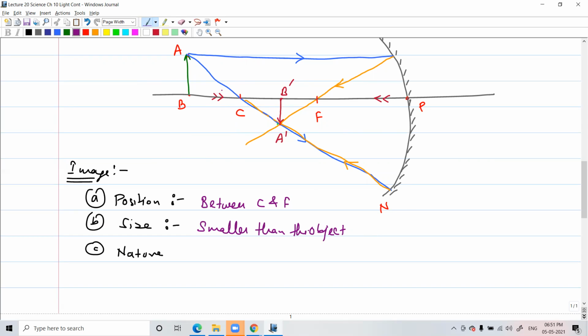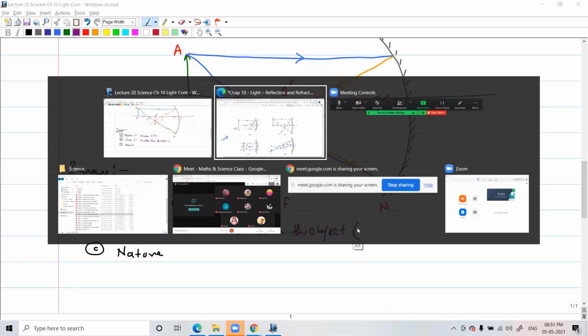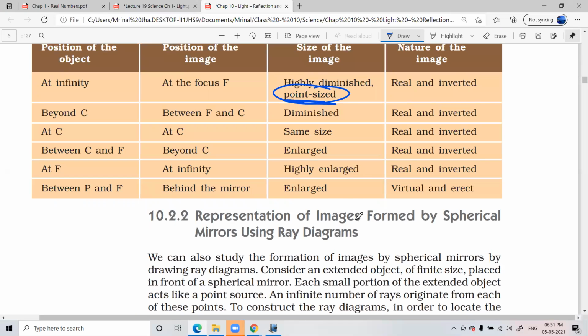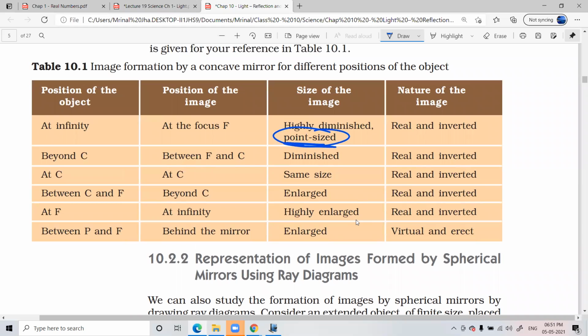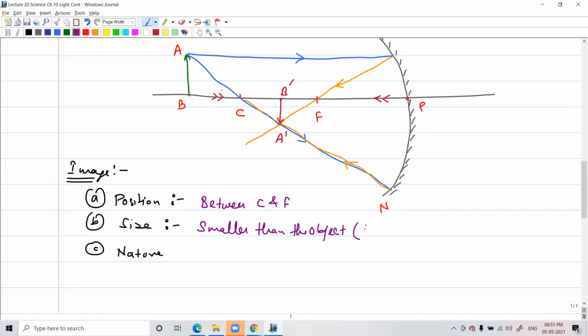The size of the image will be still smaller than the object, which you can call simply diminished, as you can see the word over here. We'll just call it diminished, meaning it is smaller than the object. Okay.